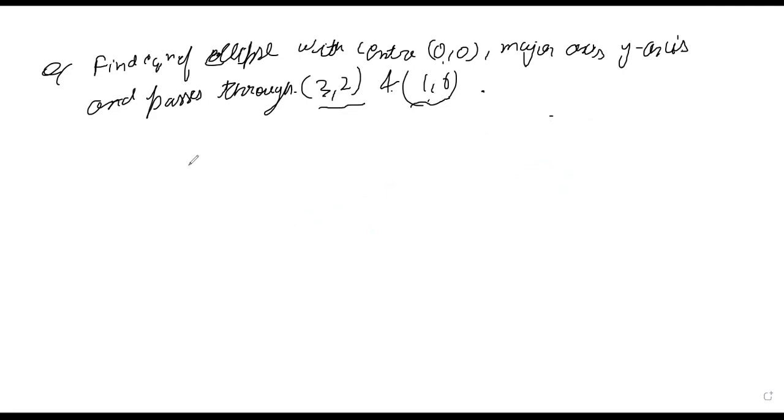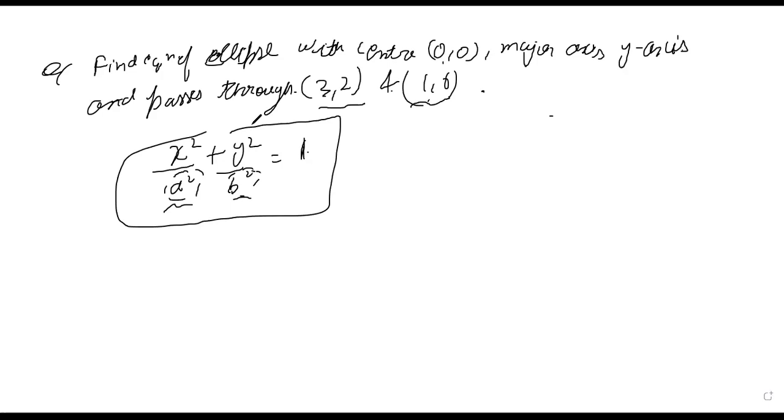Okay, so first of all, what was the general equation of an ellipse? x square by a square plus y square by b square equals 1. So our major task will be what? We need to find a and b. If we get a and b, then we can easily write this equation. If this ellipse is passing through (3, 2) and (1, 6), then these points will satisfy this equation. So in place of x and y, we can put (3, 2) and (1, 6).